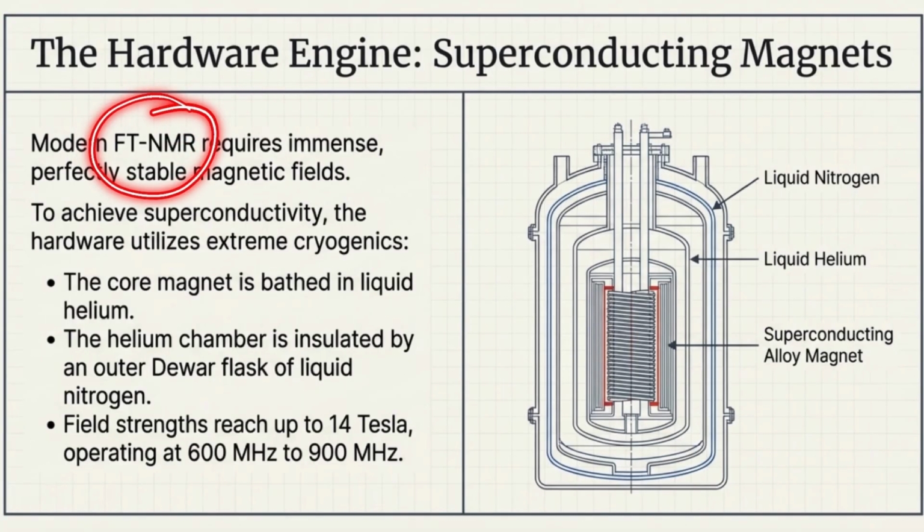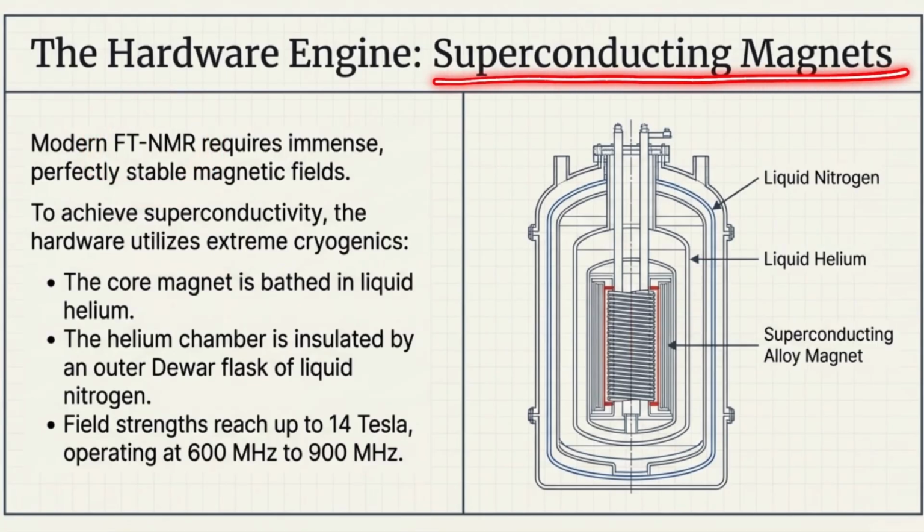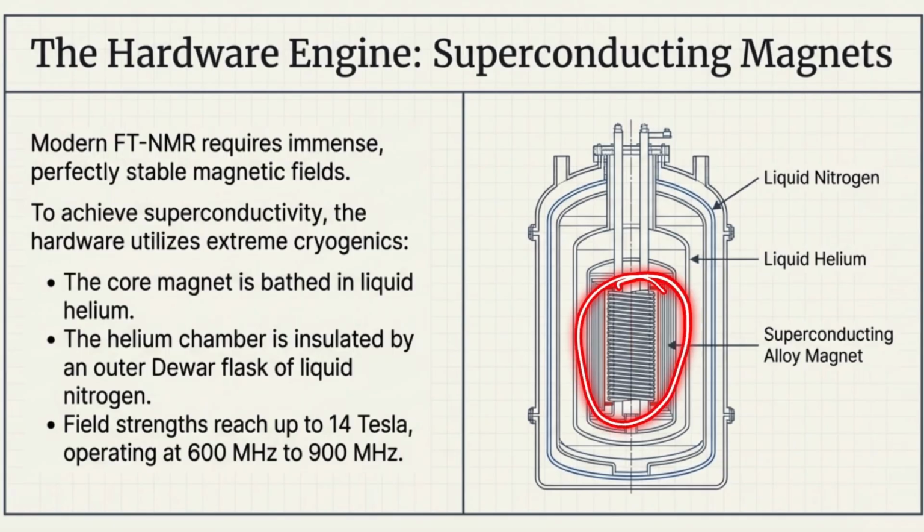This instrument is expensive, and why is it expensive? Because we are using superconducting magnets. So this is the magnetic core, and this core is dipped in a cylinder of liquid helium, and this cylinder is then supplied with circulated liquid nitrogen. So this is the Dewar flask which keeps the temperature transfer almost to 0.